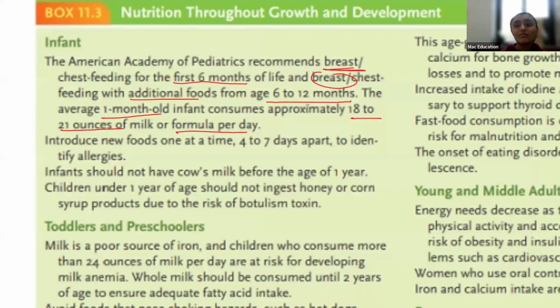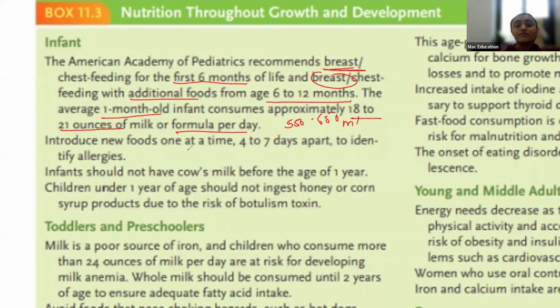What is ounces in ml, how much will it be? The unit they use is ounce, but the unit that we use is ml. So it is roughly around 550 to 650 ml a day. So a 1 month old child needs 550 to 650 ml of milk or formula feed.